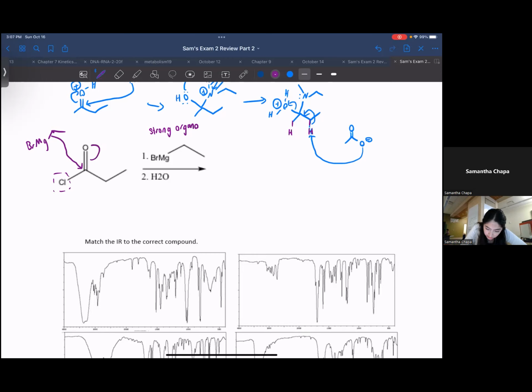Break the carbonyl bond, and form a negatively charged oxygen with a new ethyl group. And you highlight the ethyl group in the middle column.